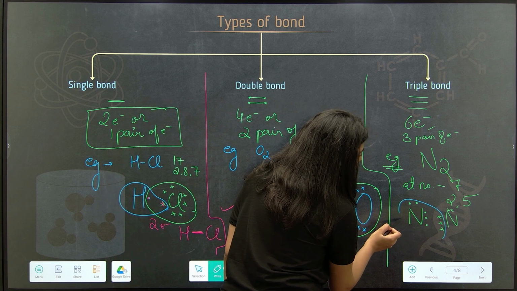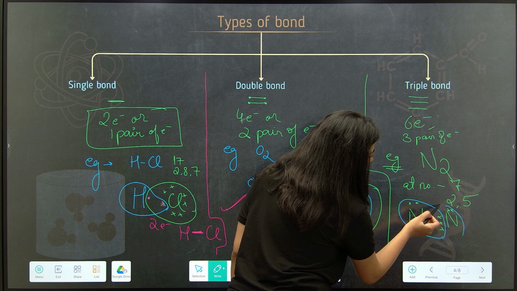It will share these 3 electrons. Another nitrogen will also take 3 electrons.